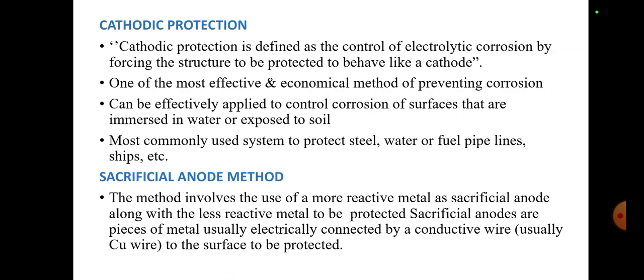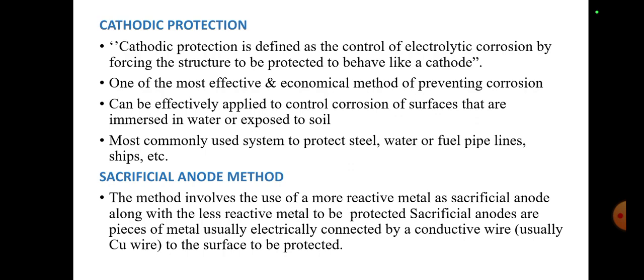Cathodic protection. Cathodic protection is defined as the control of electrolytic corrosion by forcing the structure to be protected to behave like a cathode. One of the most effective and economical methods of preventing corrosion. It can be efficiently applied to control corrosion of surfaces that are immersed in water or exposed to soil. Most commonly used system to protect steel, water or fuel pipelines, ships, etc.